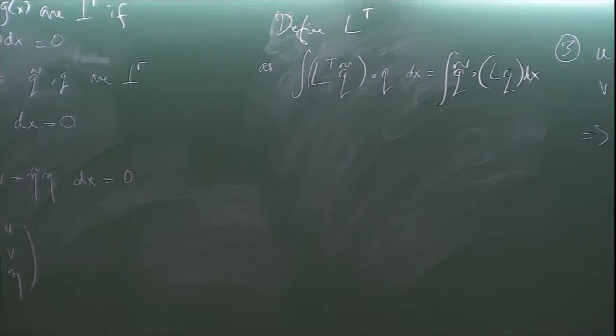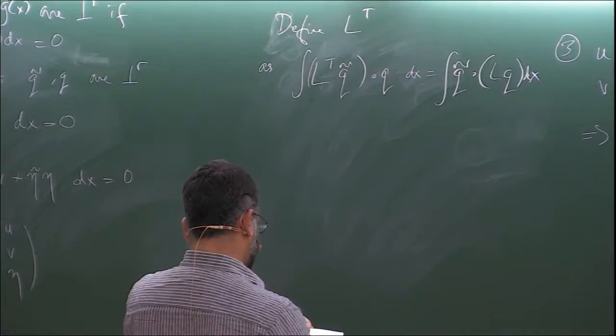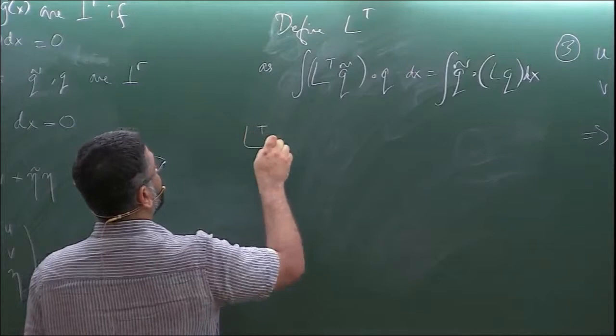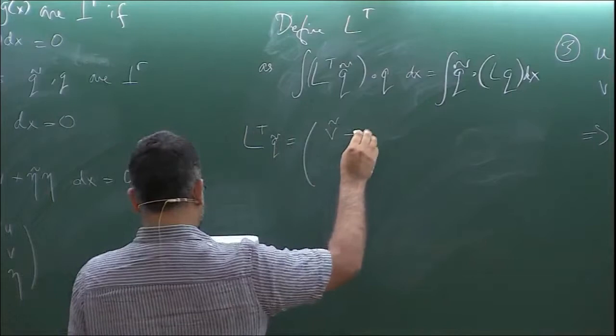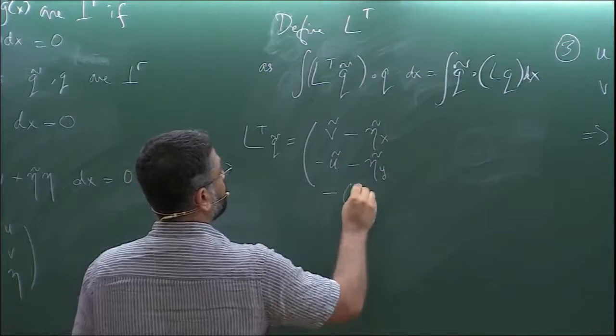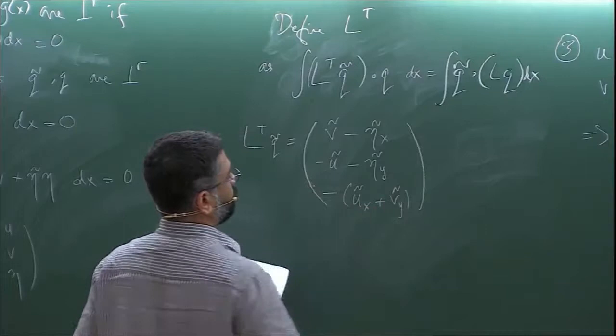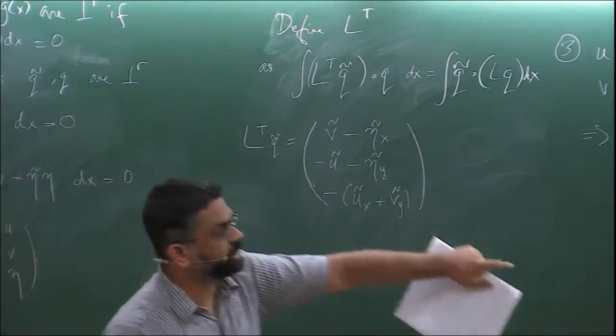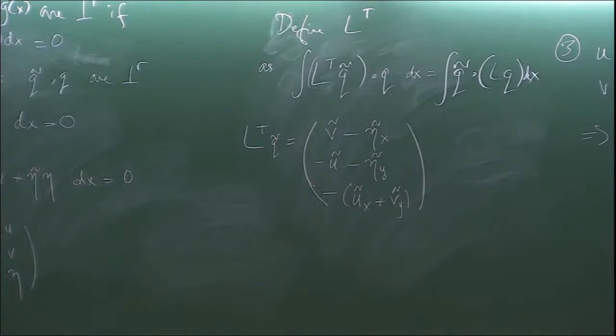So I'll leave that as an exercise to do, and then just state what L tilde is, or L transpose. So in this case, you can show that L transpose Q tilde turns out to be the following: V tilde minus eta tilde x, minus u tilde minus eta tilde y, minus of these guys. Okay, so it turns out when you do integration by parts, using the definition of L and then realize what L transpose ought to be, you end up with the following structure.